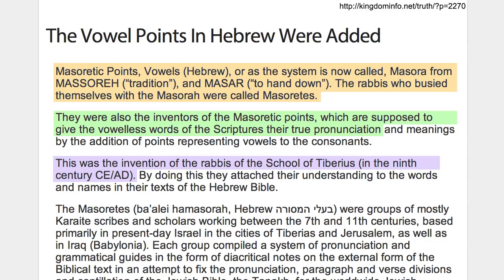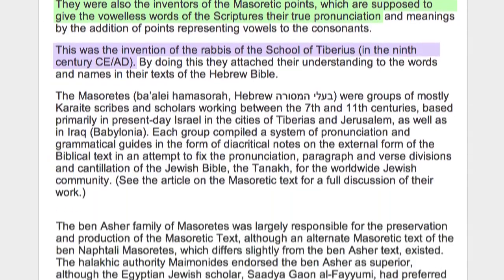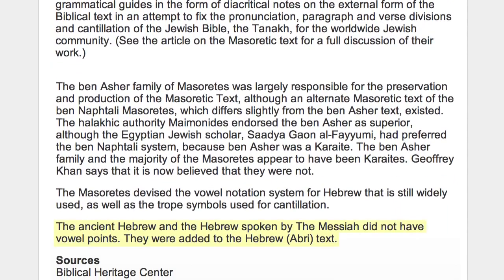The Messiah lived during the 1st century AD. It wasn't until 800 years later, after the time of the Messiah, that the vowel points were established. Watch. Let's go down to the end. It says, the ancient Hebrew and the Hebrew spoken by the Messiah did not have vowel points. They were added to the Hebrew text.